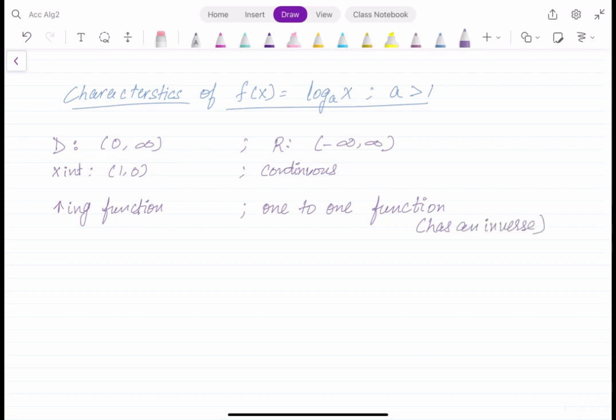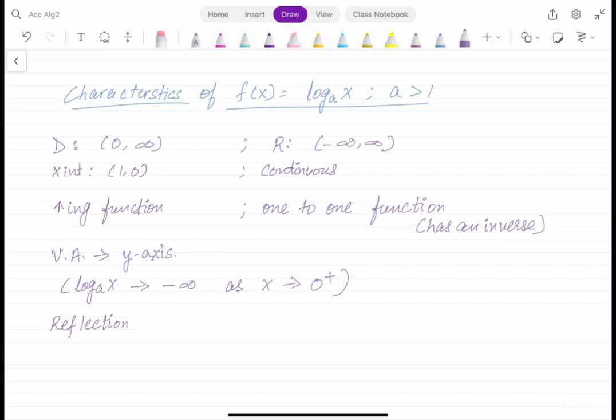That means it has an inverse. So what will be the inverse? You know it, and then the vertical asymptote will be x equal to 0, or simply the y-axis, which is negative infinity as x approaches 0 from the positive side, because that is how the parent function of log base a looks like.